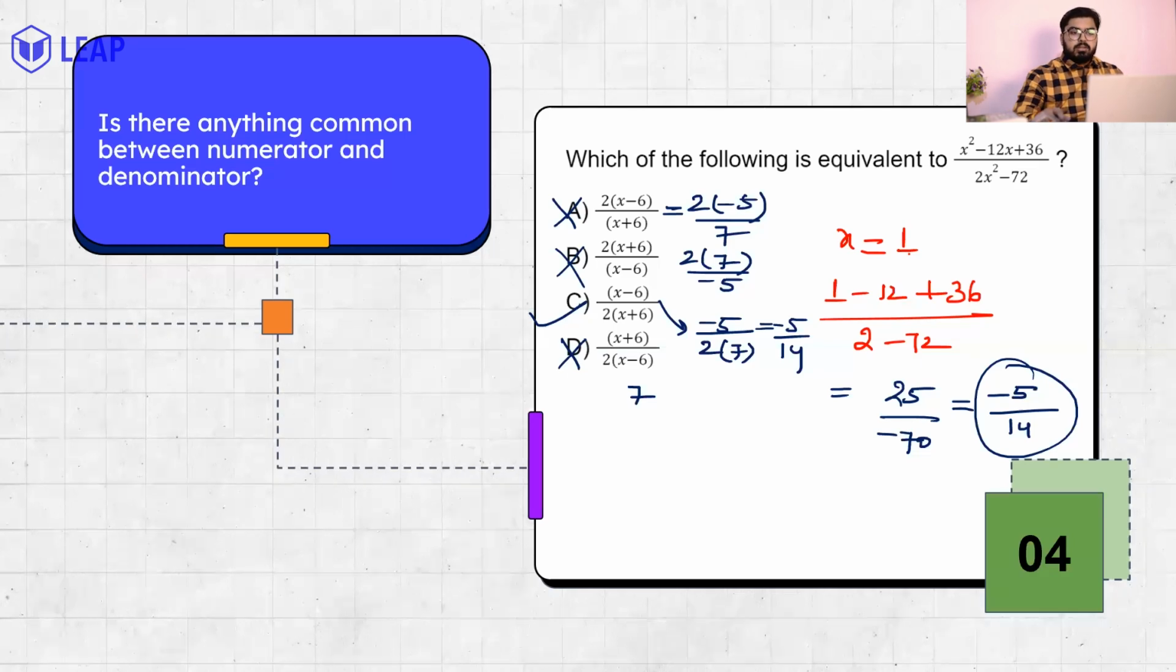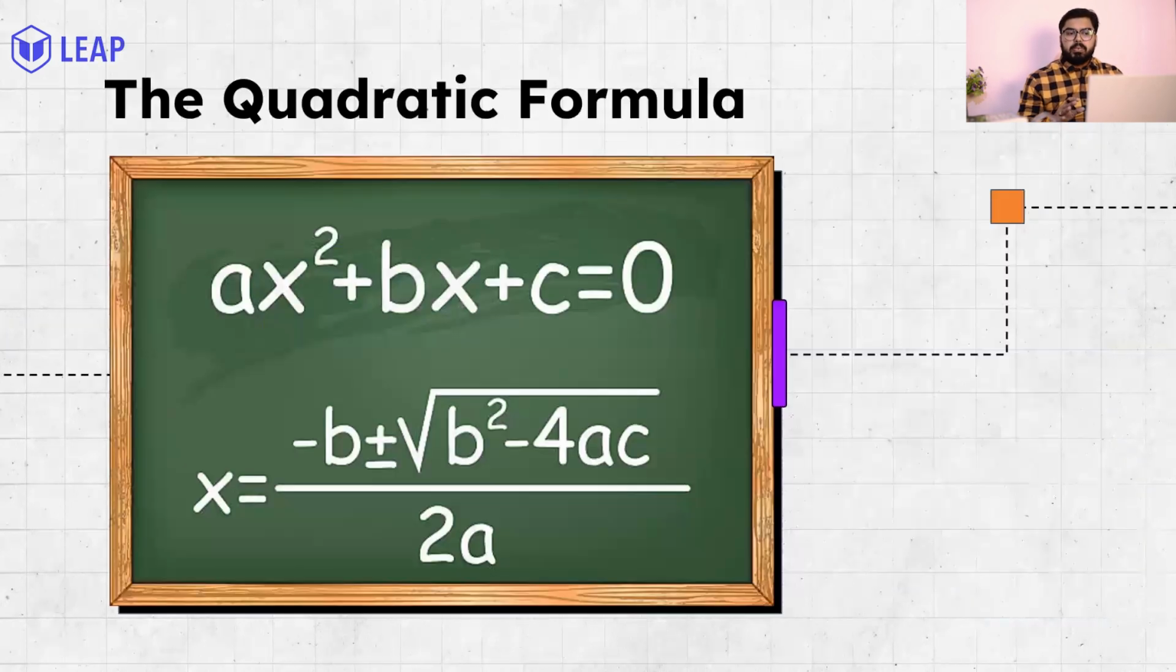Okay, next thing on the board. Now we are going to talk about the quadratic formula. So this is the quadratic formula: x = (-b ± √(b² - 4ac)) / 2a. You can please make a note of this. Now, when to use the quadratic formula?